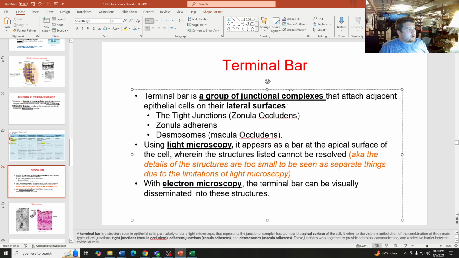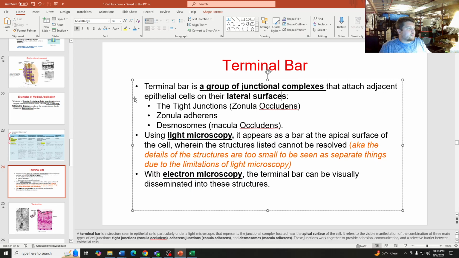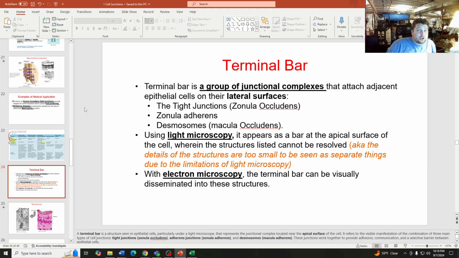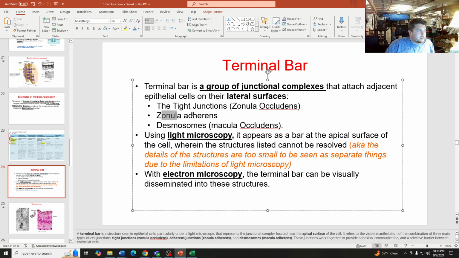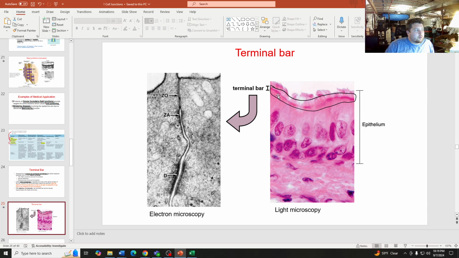Okay, so a terminal bar. A terminal bar is a group of junctional complexes. So we've been talking about different junctions. And when we lump them all together, we group them in a specific location called a terminal bar. So the tight junctions, the zonular adherens, and the desmosomes, we get this area when we look at it with a microscope. We can look at stuff using microscopes.